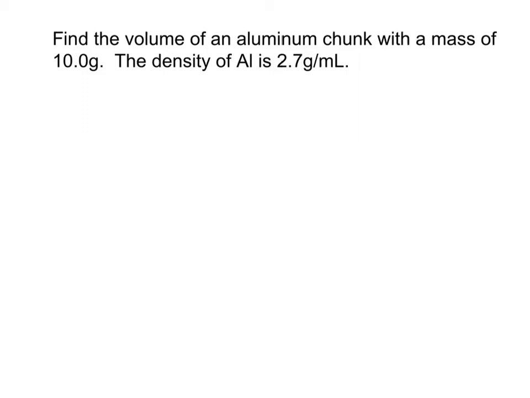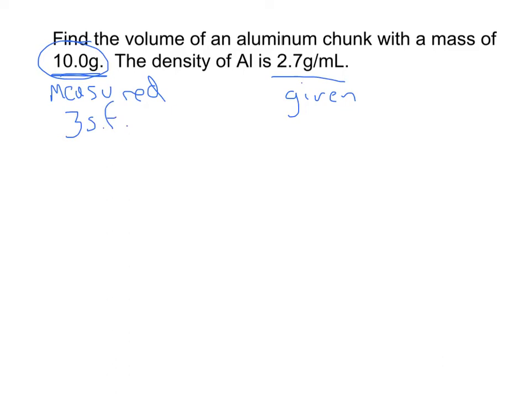So let's take a look at the problem. Find the volume of an aluminum chunk with a mass of 10.0 grams. The density of aluminum is given at 2.7 grams per milliliter. First of all, 10.0 grams is measured. 2.7 grams per milliliter is a given, a constant, so that is not going to figure into my sig fig calculations. I'm only going to look at the measured value when I go to round, so I know I'm going to need 3 significant figures in the final answer that I give.